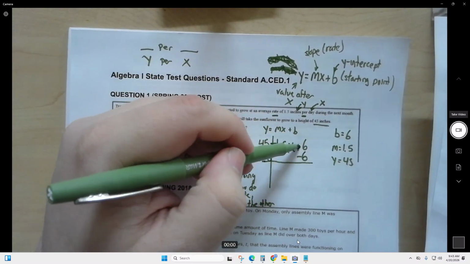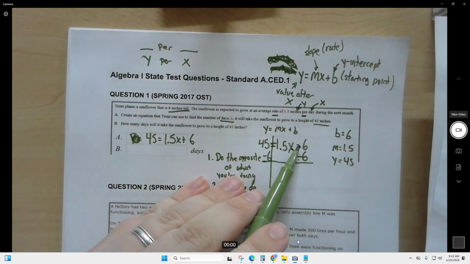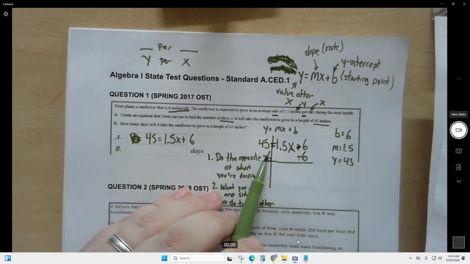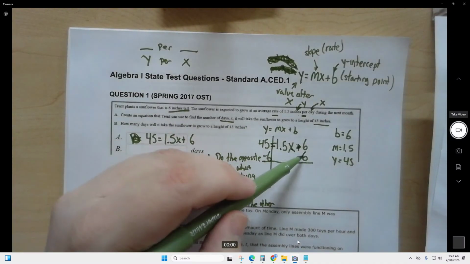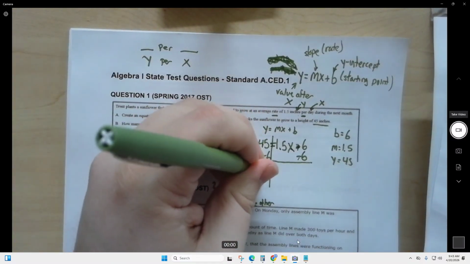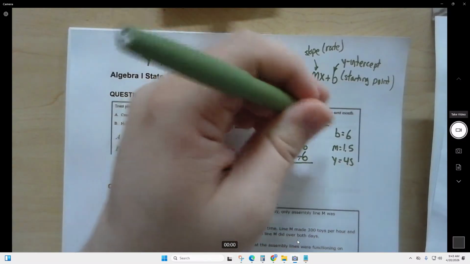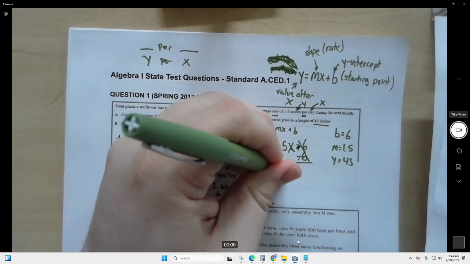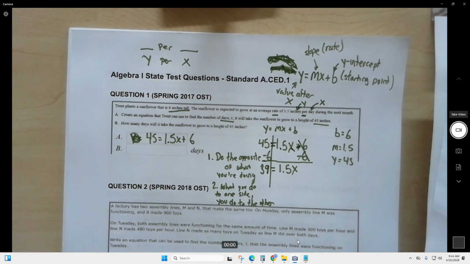So we're going to do the opposite of adding 6. The opposite of plus 6 is minus 6. And what I do to one side, I'm going to do to the other side. So if I minus 6 here, I'm going to minus 6 here. 45 minus 6 is 39. 6 minus 6 is 0, so that cancels out. So that's good. Now all we have left is 39 equals 1.5x.